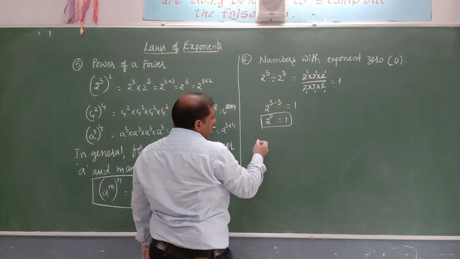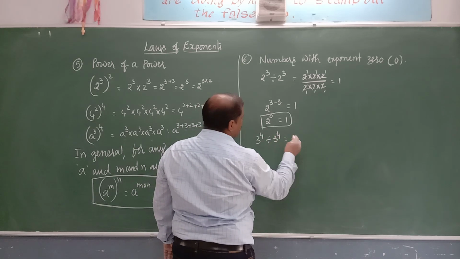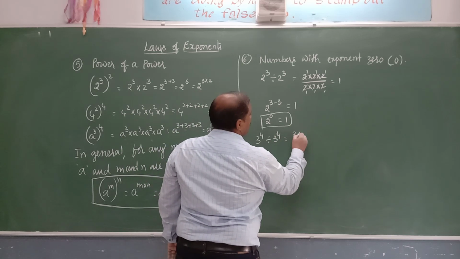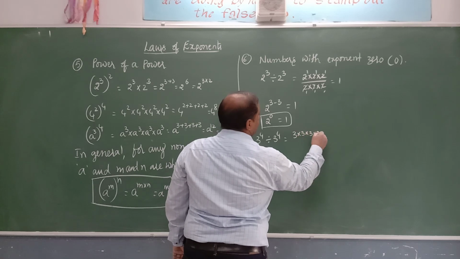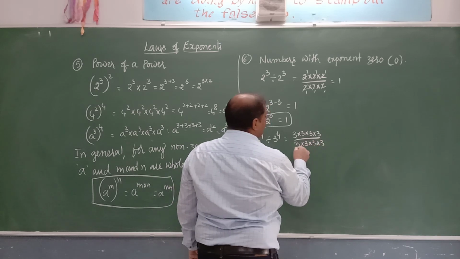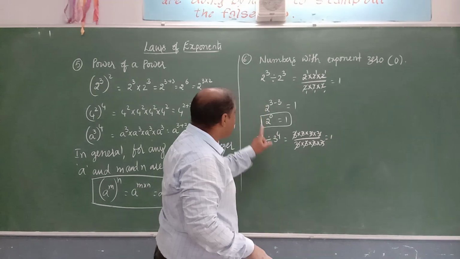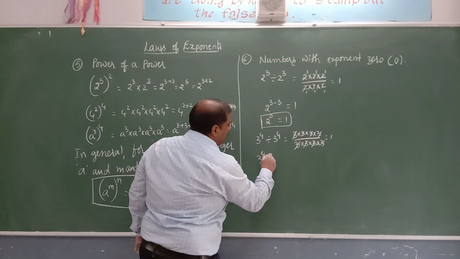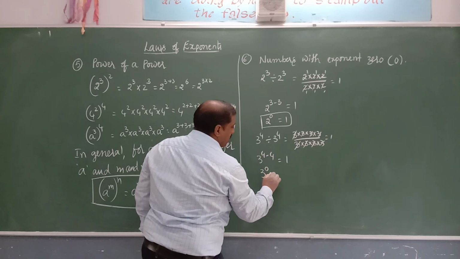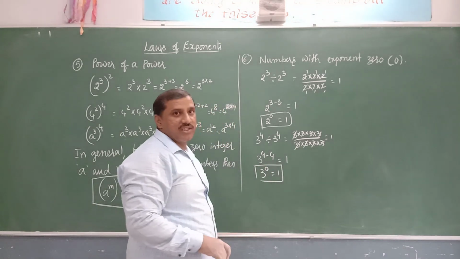Now we will take one more example. 3 to the power of 4 divided by 3 to the power of 4 means 3 into 3 into 3 into 3 divided by 3 into 3 into 3 into 3. All the 3s are cancelled, then we get 1. So when we apply the second law, it is 3 to the power of 4 minus 4, which is 3 to the power of 0 is equal to 1.